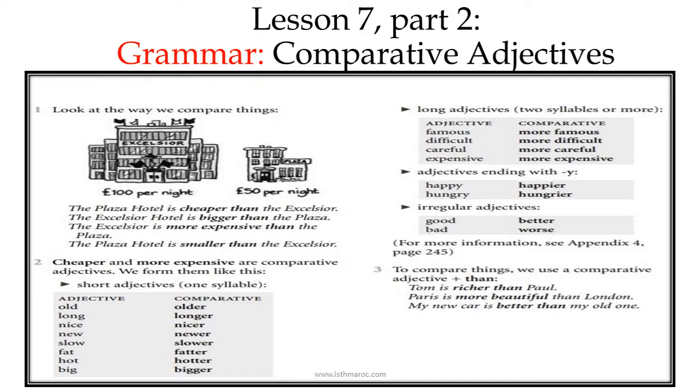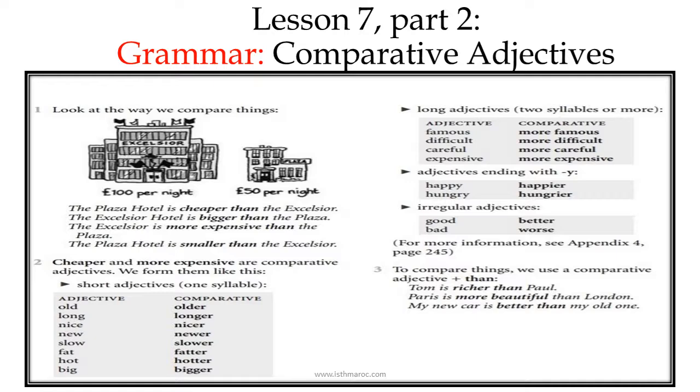Two. Cheaper and more expensive are comparative adjectives. We form them like this. Short adjectives, one syllable. Adjectives we have there: old, the comparative older; long, longer; nice, nicer; new, newer; slow, slower; fat, fatter; hot, hotter; big, bigger. So for the last three adjectives, fat, F is consonant, A vowel, T consonant. So we double the T in fatter, and it becomes double T. Hot, I told you this before, and big also, it's very clear.